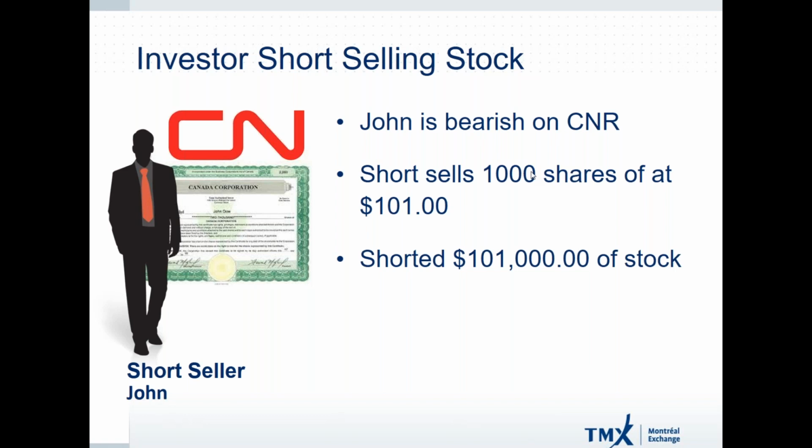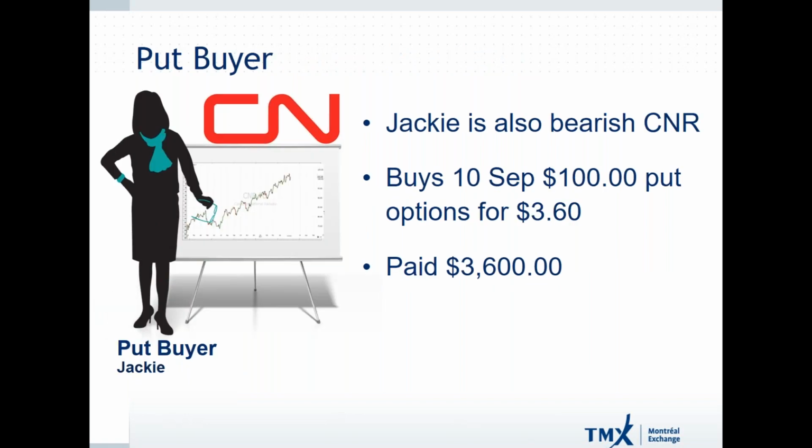Now, of course, anybody who is familiar with margin within a non-registered portfolio will recognize that for this position, John probably only has to put up about one third of the capital, but nonetheless is still responsible for the entire amount. So you could short sell the shares of the underlying security, and as the stock drops, the profit increases. Or you could take Jackie's approach here, which is to buy 10 September expiration 100 strike put options for $3.60 per share.